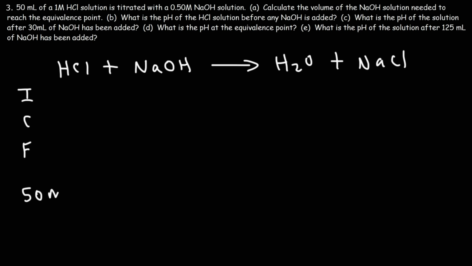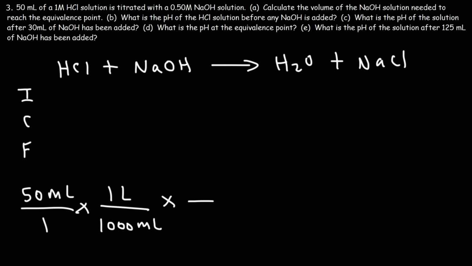We have a volume of 50 milliliters. We're going to convert that to liters by dividing it by 1,000. And then we're going to get moles using the molarity. So a 1 molar solution means that we have 1 mole of HCl in 1 liter of solution. 50 divided by 1,000 is 0.05 liters times 1. So we have 0.05 moles of HCl.